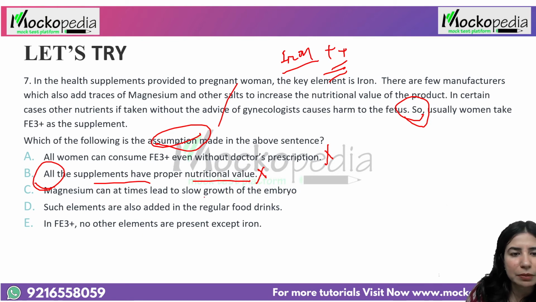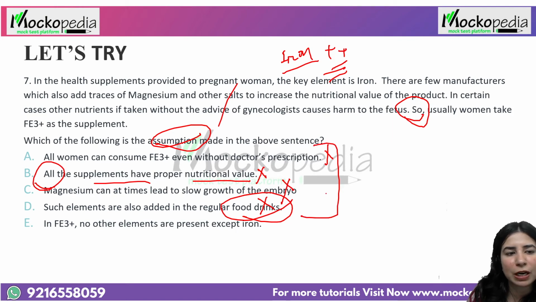मैग्नीशियम कैन एट टाइम्स लीड टू स्लो ग्रोथ ऑफ एम्ब्रियो. तो इससे कंक्लूजन में इम्पैक्ट नहीं आता, तो इसलिए इसको भी एलिमिनेट कर दीजिए. सच एलिमेंट्स आर ऑल्सो एडेड इन द रेगुलर फूड ड्रिंक्स. तो अगेन वी कांट, हम फूड ड्रिंक्स के बारे में तो बात ही नहीं कर रहे. तो अब यही वापस ब्यूटी ऑफ प्रोसेस ऑफ एलिमिनेशन हो गया कि ए बी सी डी तो आपने एलिमिनेट ही कर दिया. So what's the only choice that's left with us is E.